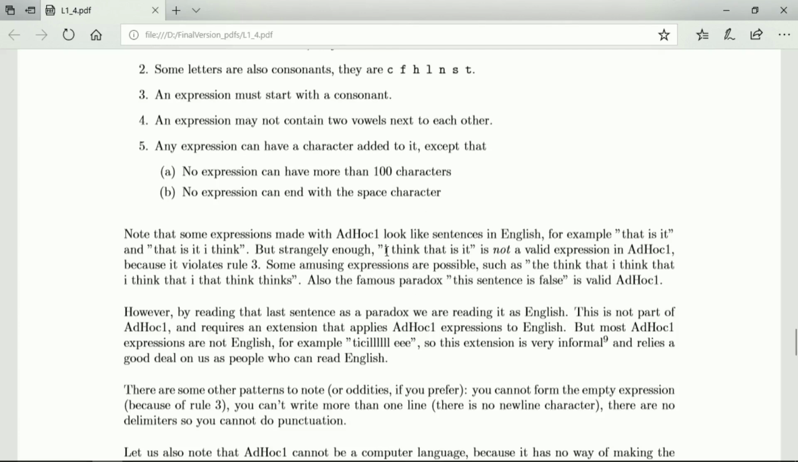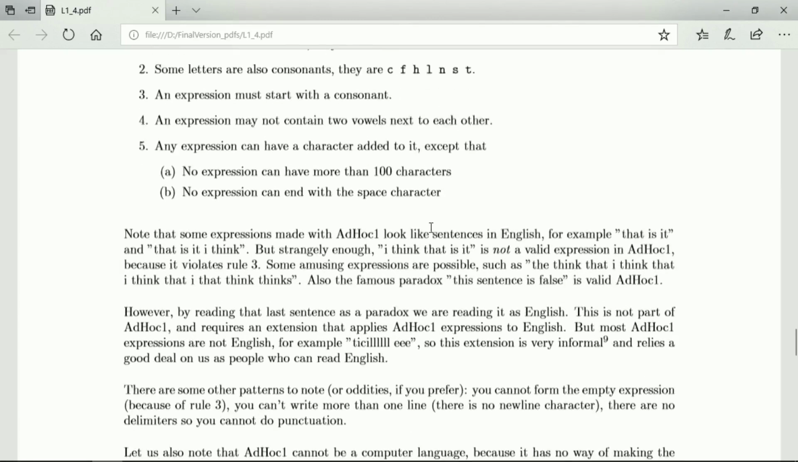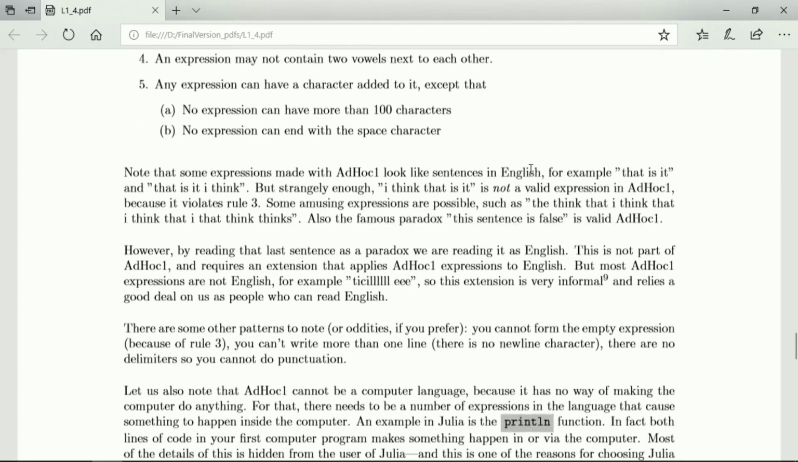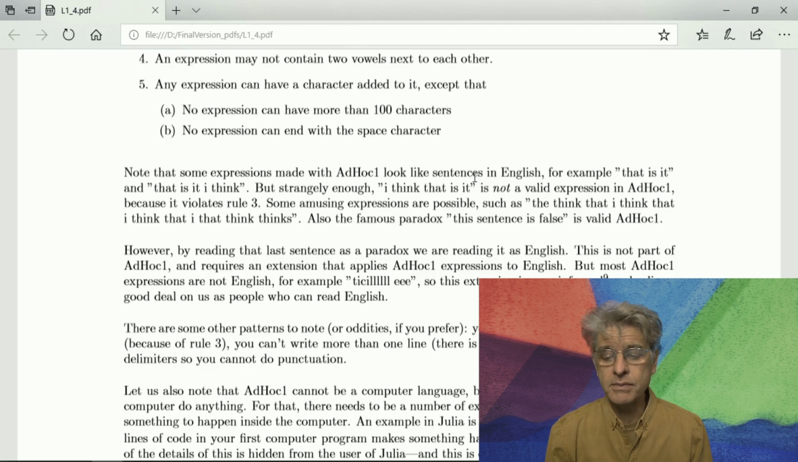It starts with a vowel, not a consonant. And some amusing expressions are possible. The think that I think that I think that I that think thinks, and the famous paradox, this sentence is false. These are all valid expressions in ad hoc 1. Similarly, what you've already learned in Julia is that very many valid expressions you can make just by making strings and assignments and variable names.